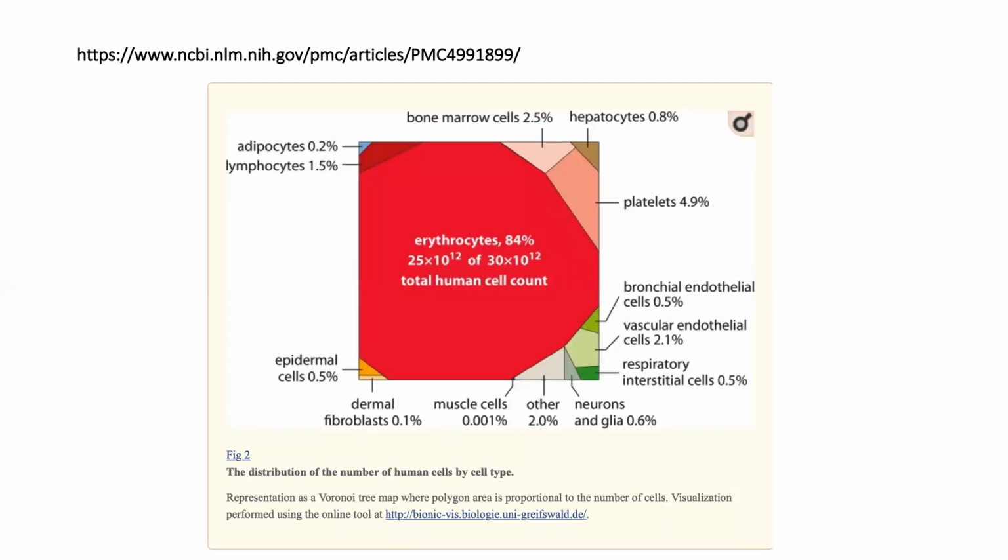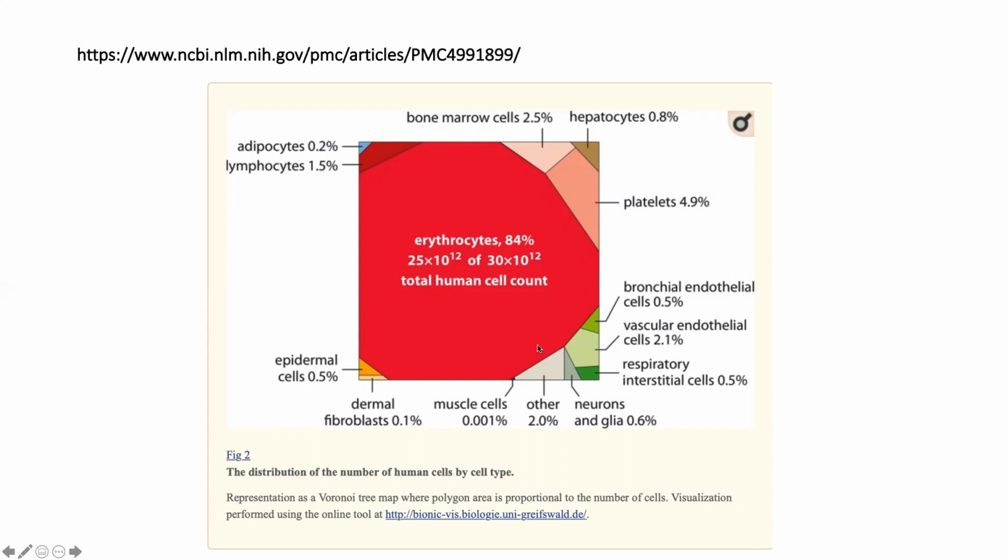So a human being is a multi-billion cellular living organism. How many cells do we have in our body? Of course, we have 30 to 40 trillion cells. It depends on which study you look at.